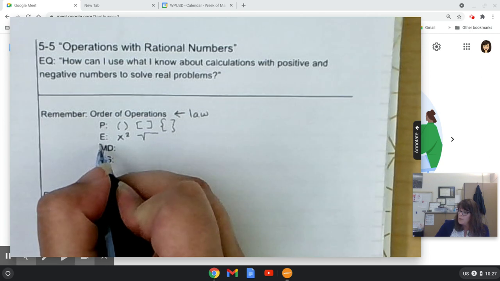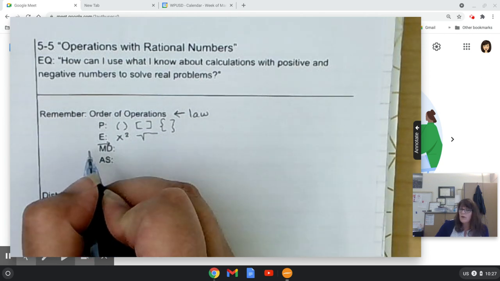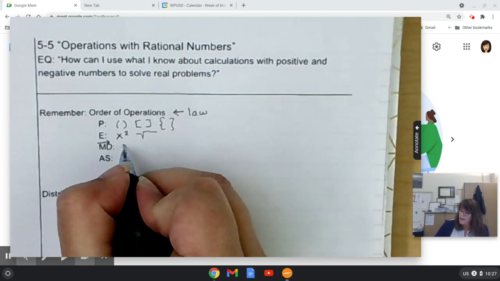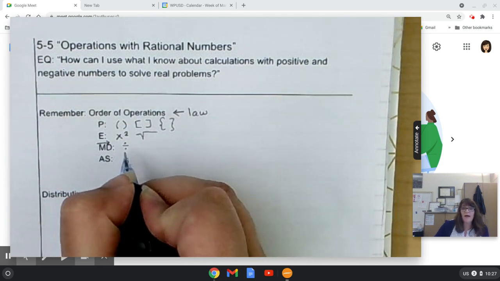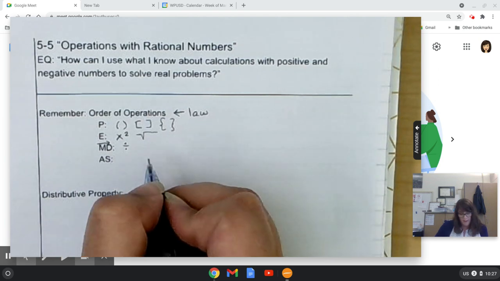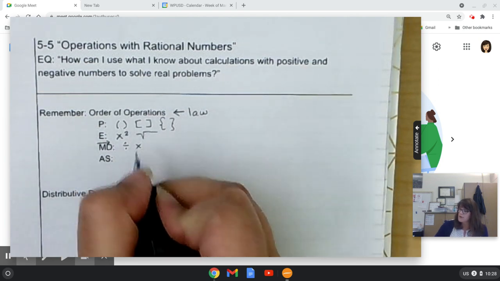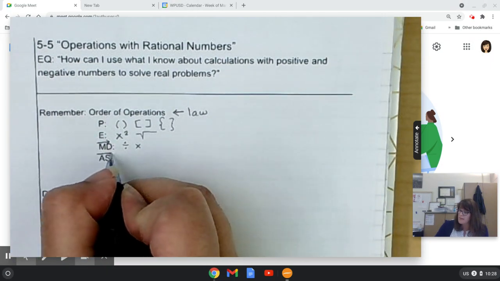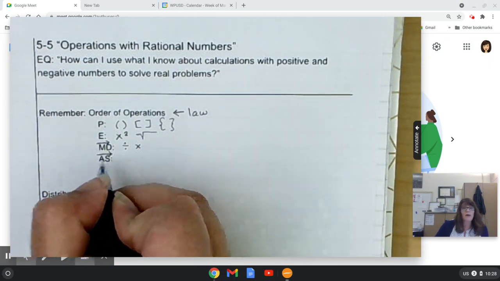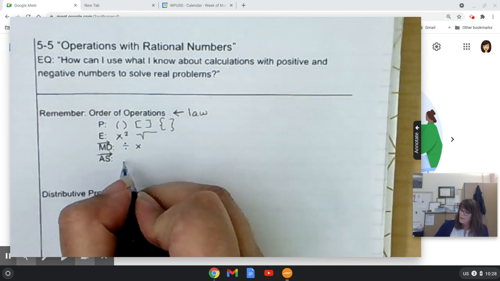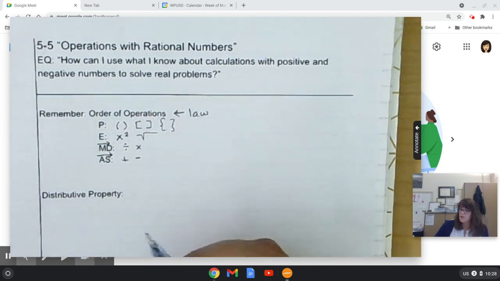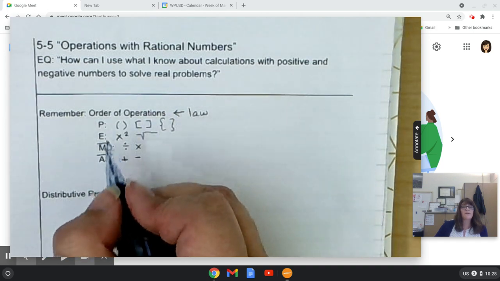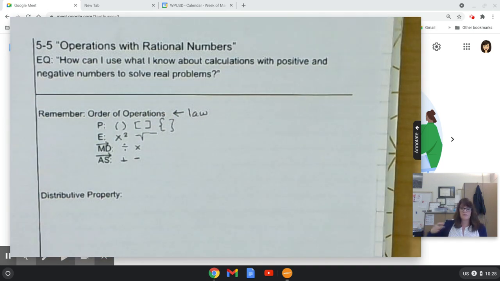Then multiplication and division, just however they appear, left to right, okay? So if the divide comes first, divide first. If the multiply comes first, multiply first. Then addition and subtraction, same thing. Left to right, whichever comes first. Okay, so just a reminder that that is always in place. It's not going to go away.